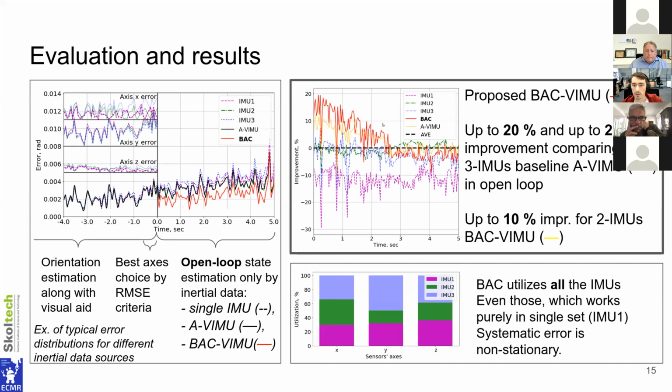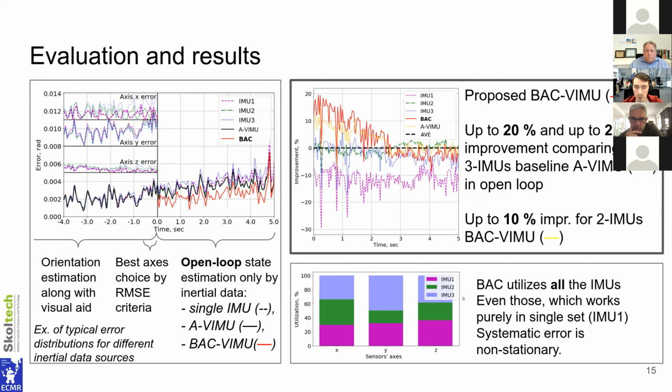In the right top corner, you can see the results. We have up to 20% improvement during 2.5 seconds compared to our baseline, the averaged virtual IMU. You can see this red line. And even with 2 IMUs, we have better accuracy in open loop compared with the baseline. It's the yellow line.